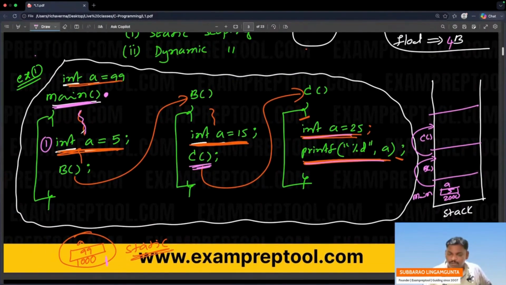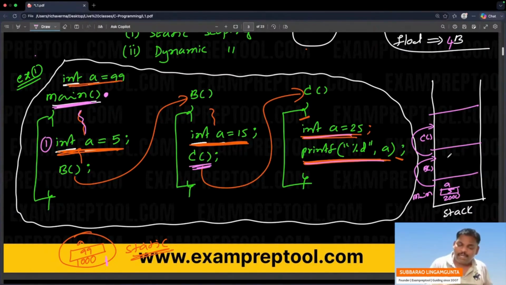Now see the answer. Program is running, main called, main pushed. Inside main, the first line, int a is equal to 5, a declaration. So at memory location 2000, 5 will be stored, from 2000 onward 2 bytes. This 5 will be stored.